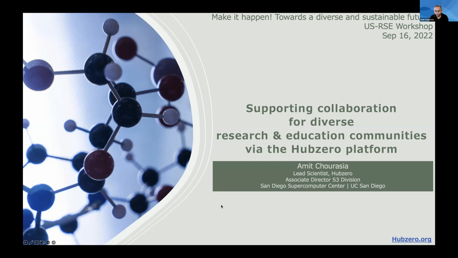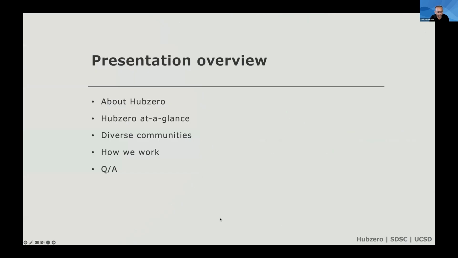Well, I'm actually pretty excited to present this particular topic because this is something very near and dear and familiar to the Hubzero team here, the diversity and the sustainability aspect. So this is a very apt topic. I'd like to share some information around the Hubzero platform and how we go about supporting different communities. All right, so here is a quick outline for this talk.